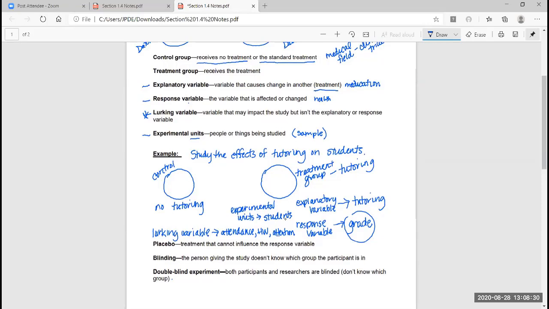The other thing could be, for this group, we're not providing tutoring for them, but maybe they're getting tutoring at home. Maybe they're getting help from somebody else. Maybe they're going to the math lab. So that could be a lurking variable as well.